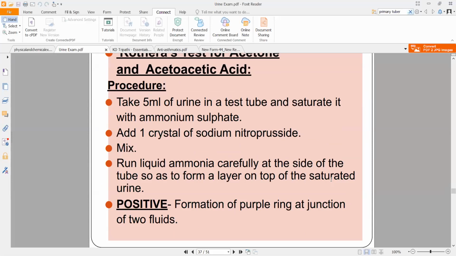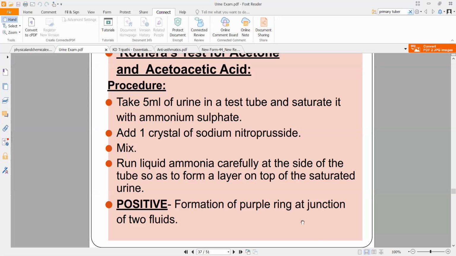Now if you remember, I told you yesterday the normal pH of urine is around 4.5 to 8. If it is already alkaline, it is fine. If not, it is better to saturate it with ammonium sulfate. Once you saturate it and it has become slightly alkaline, you add one small crystal of sodium nitroprusside and mix the test tube. You shake the test tube a little bit, and after that you add a couple of drops of ammonia, so that you can carefully tilt the tube in a way that it forms a layer on the urine sample.